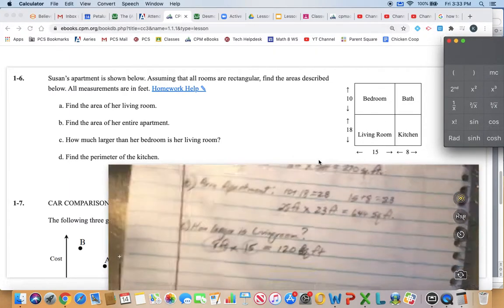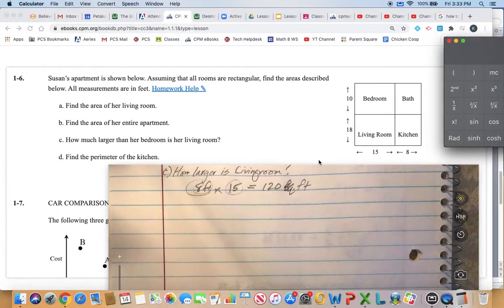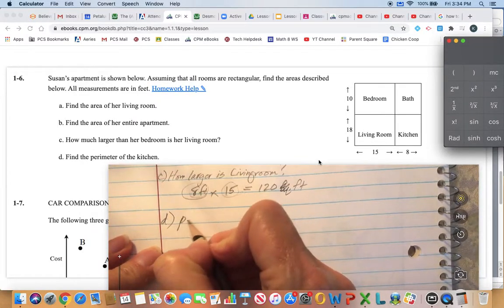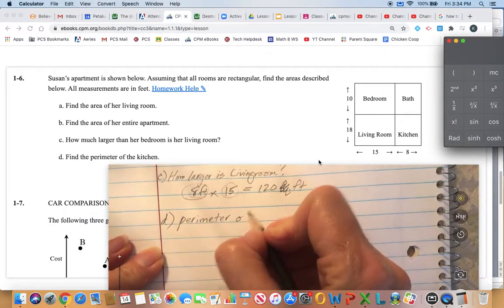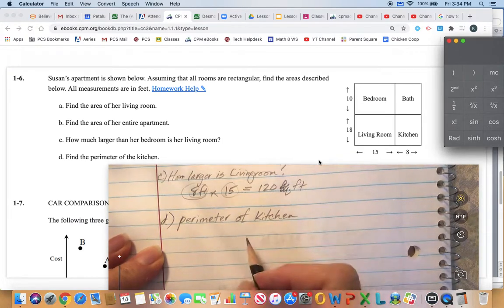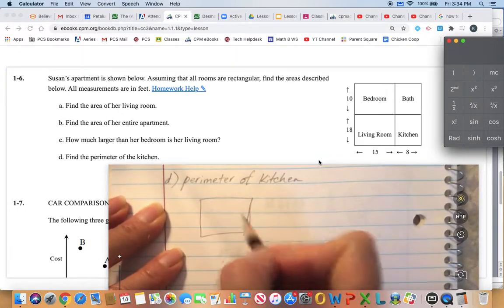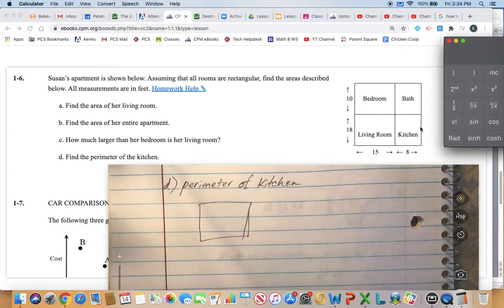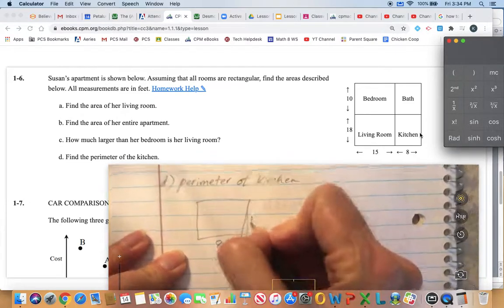All right, the last problem that we have here is D. Find the perimeter of the kitchen. All right, so that's a little tricky. The perimeter of the kitchen. We've been finding area, but now we're going to find the perimeter of the kitchen. So I find it helpful when finding perimeter to actually draw a little diagram. And we know that one side of the kitchen is 8 feet, and we know another side is 18. So I'm going to put that in, 8 and 18.